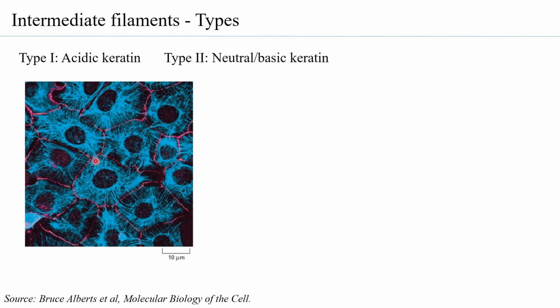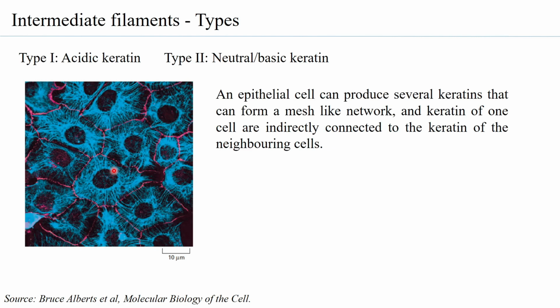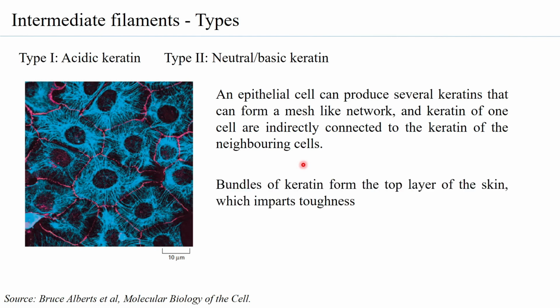Plus, what you would observe is that keratin of one cell is able to interact with the keratin of the other cell through cell-cell interaction, especially what are called tight junctions. So you also have epithelial cells bound to each other to form a sheet, and the cells are stitched to each other, and what connects two cells inside is basically the keratin itself. So an epithelial cell can produce several keratins that can form a mesh-like network, and keratin of one cell is indirectly connected to the keratin of the neighboring cells, thereby making what is called cell-cell interaction.